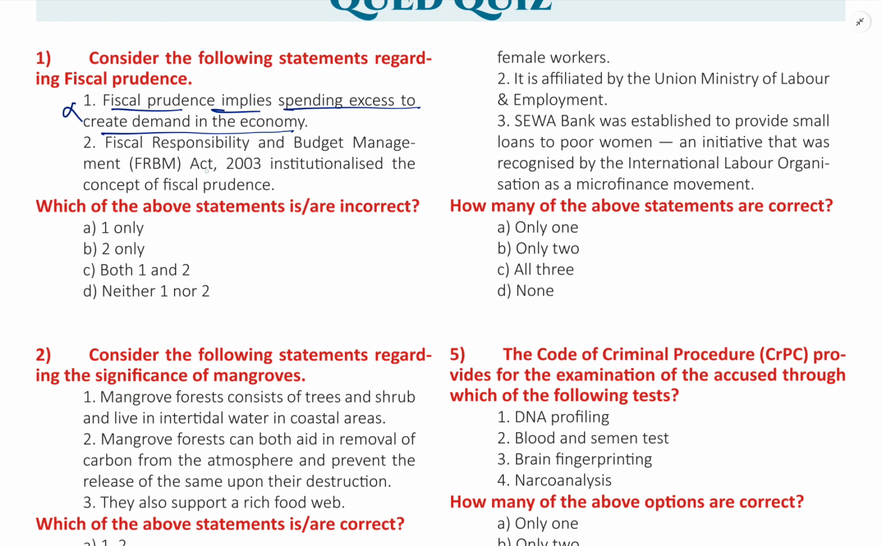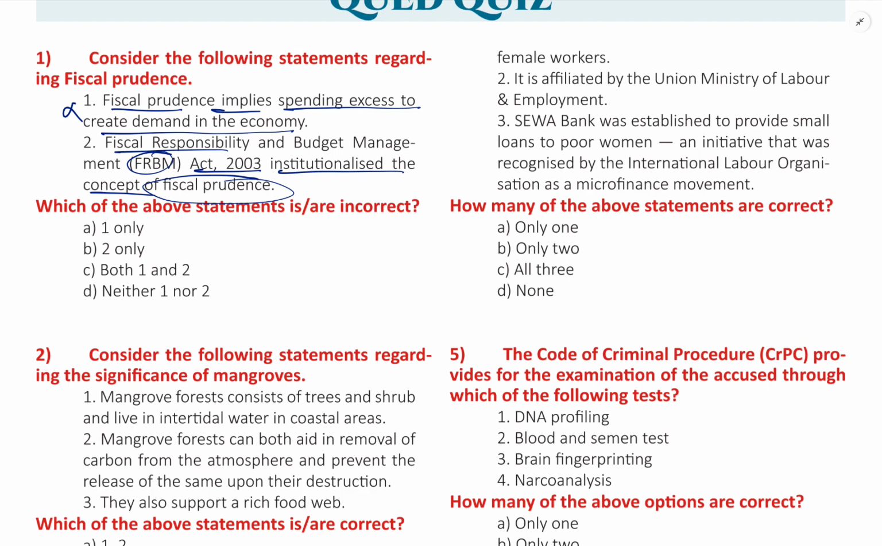The second statement says that the Fiscal Responsibility and Budget Management Act, that is the FRBM Act of 2003, institutionalized the concept of fiscal prudence. Now this statement is correct. Government introduced the FRBM Act with the objective to institutionalize fiscal prudence and reduce the country's fiscal deficit in such a manner that the country gradually moves towards balancing the budget.